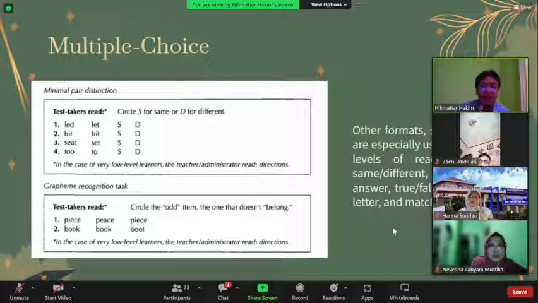And then you can have another way. You have three words: peace, peace, and piece. And then you have to circle the word that doesn't belong, or the unusual one. Here we have peace, damai in here. And the second one we have book, book, and boot. The one that doesn't belong is the boot one. And so the students should answer, circle which word doesn't belong with the other words.